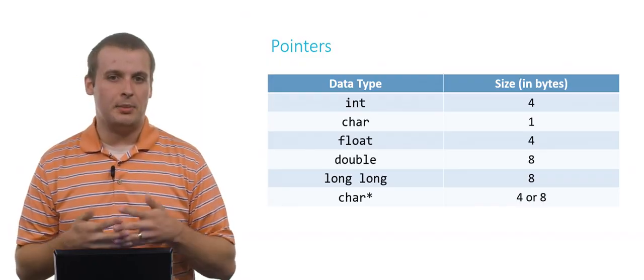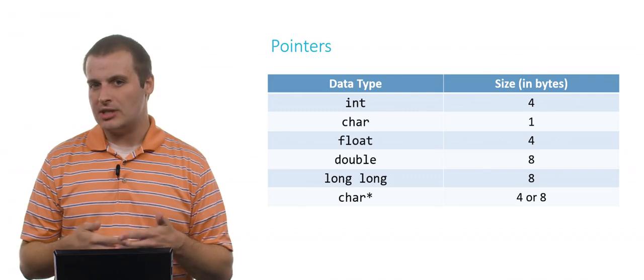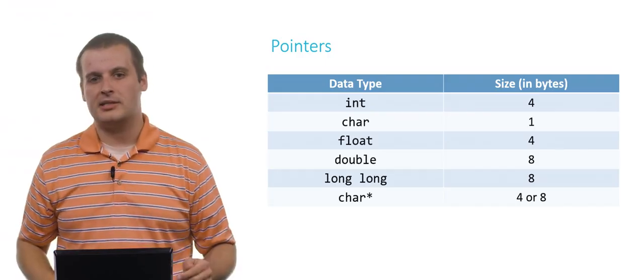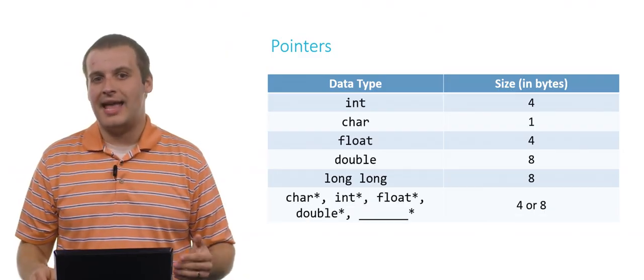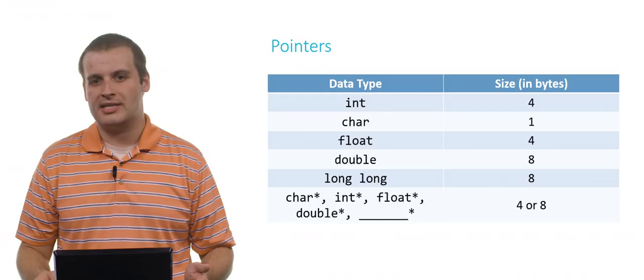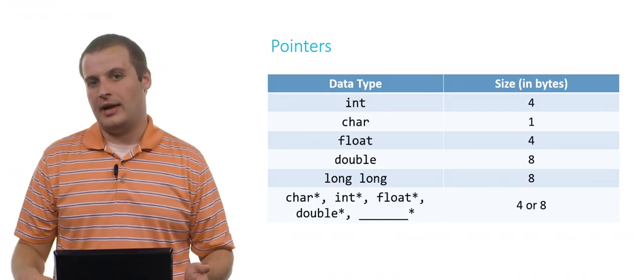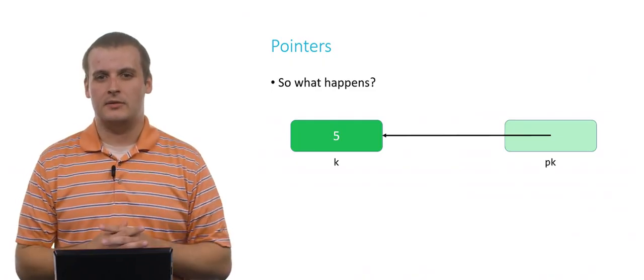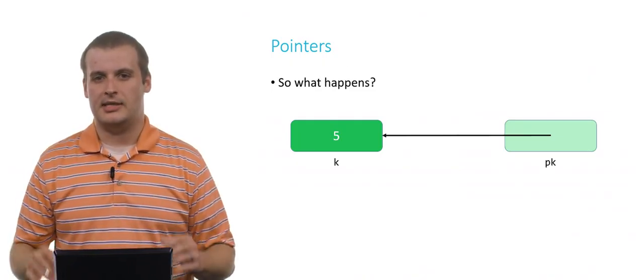If you're using CS50 appliance or you're using any 32-bit machine, and you've heard that term, what is a 32-bit machine? Well, it just means that every address in memory is 32 bits long. And so 32 bits is 4 bytes. So a char star is 4 or 8 bytes depending on your system. And indeed, a pointer to any data type, since all pointers are just addresses, is 4 or 8 bytes. So let's revisit this diagram and let's conclude this video with a little exercise here.